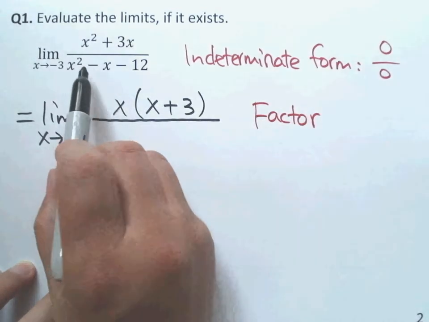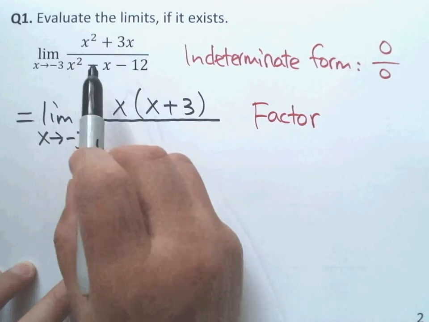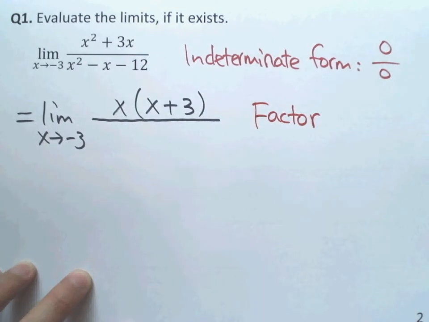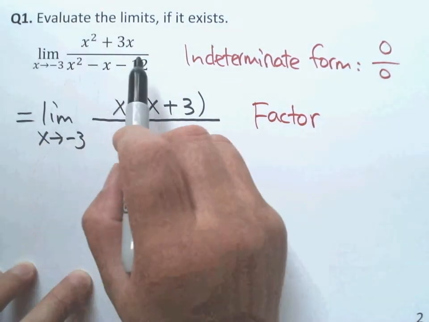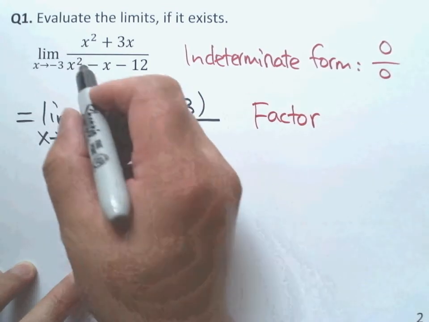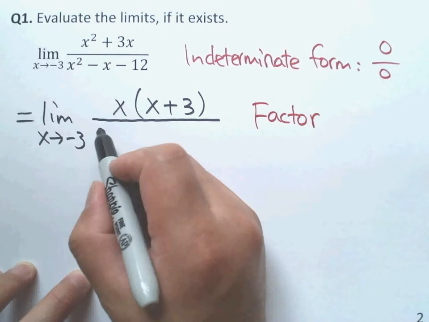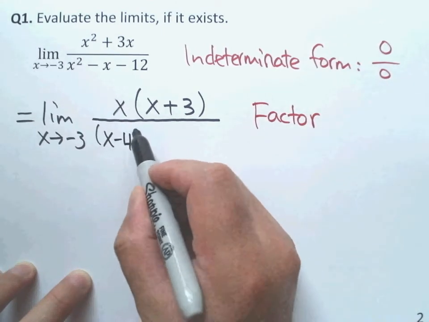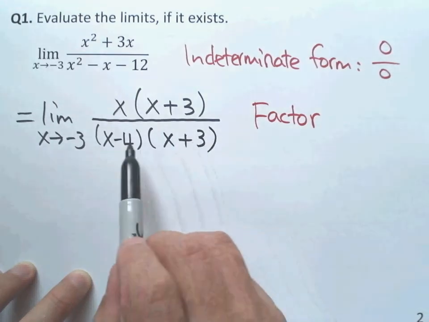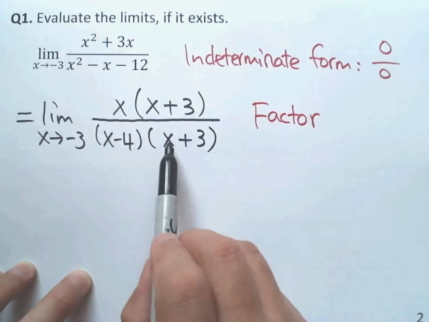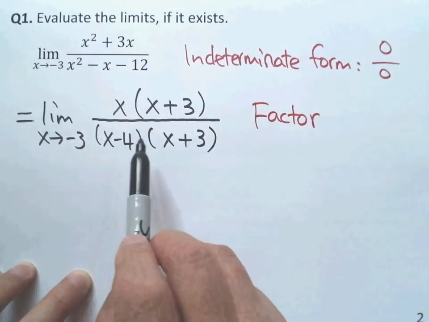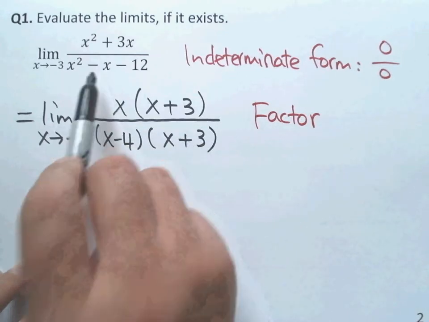The denominator is a quadratic expression. How do we factor the quadratic? After you factor, we should find the two factors of this quadratic form: the first is x minus 4, the second is x plus 3. You see, 3 times negative 4 gives negative 12, 1 times 1 gives 1, and the middle term is negative 4x plus 3x, which gives negative 1x.